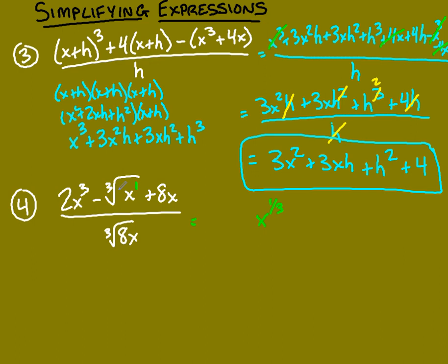If it was the square root of x, for example, that would be x to the 1/2. If I had x to the 5th and then to the 7th root, that would be x to the 5/7 power. That sort of idea. So let's rewrite this. I'm going to keep the first guy the same, 2x cubed, minus this x to the 1/3. I'm going to keep plus 8x. Now on the bottom, I have the cubed root of 8x. That should be the whole thing, cubed root of 8x.